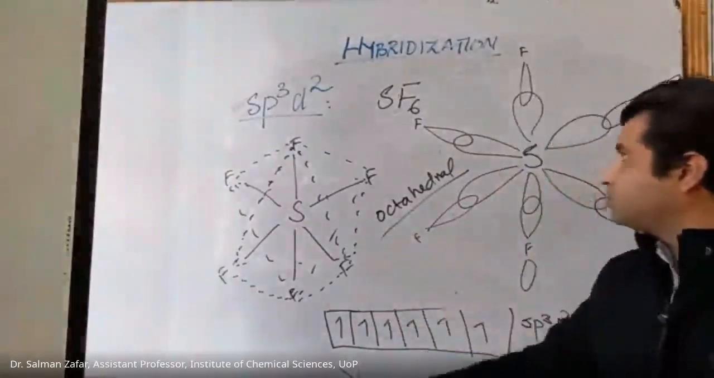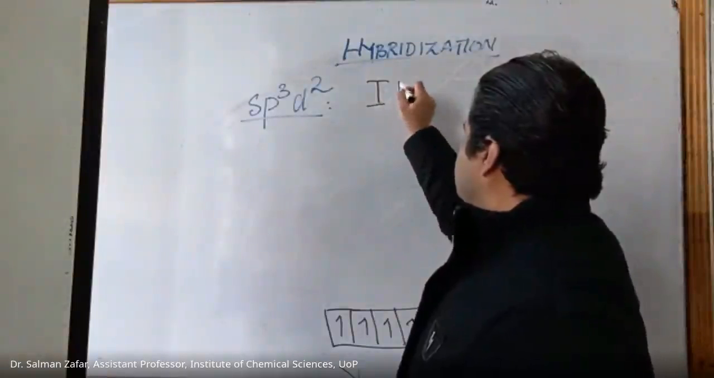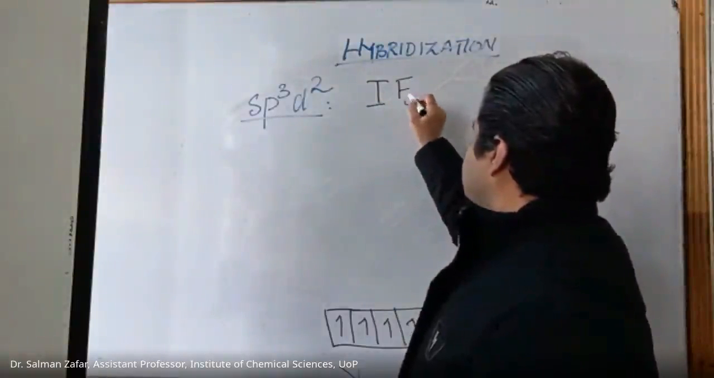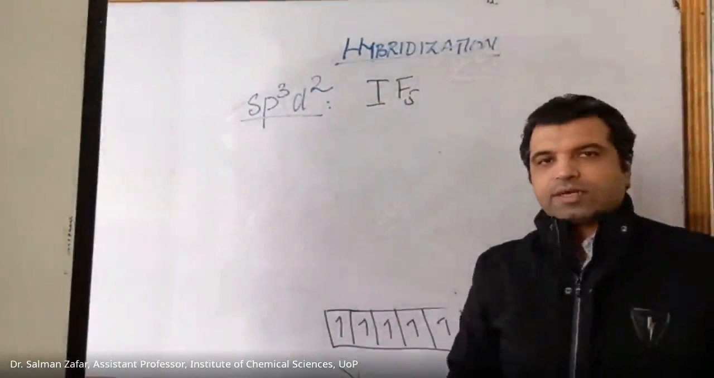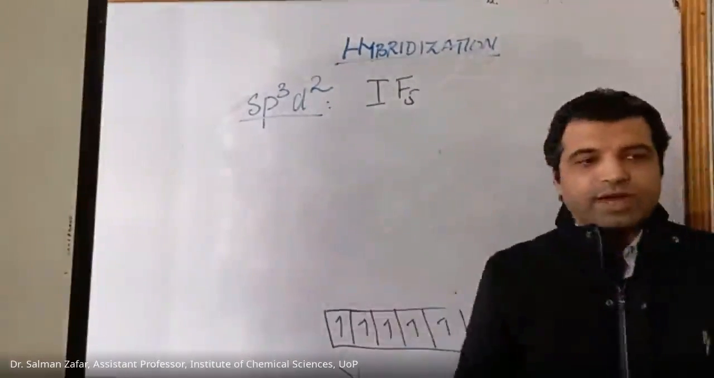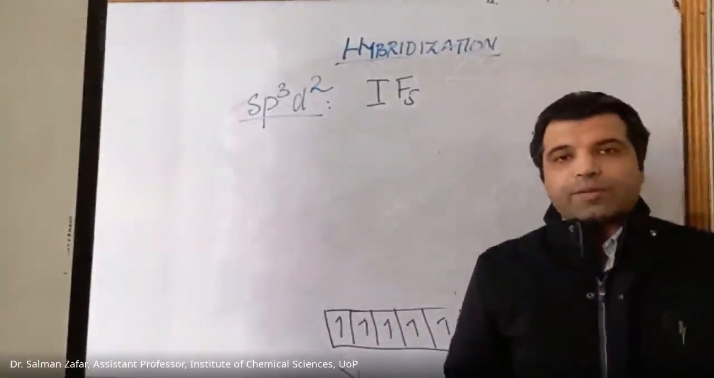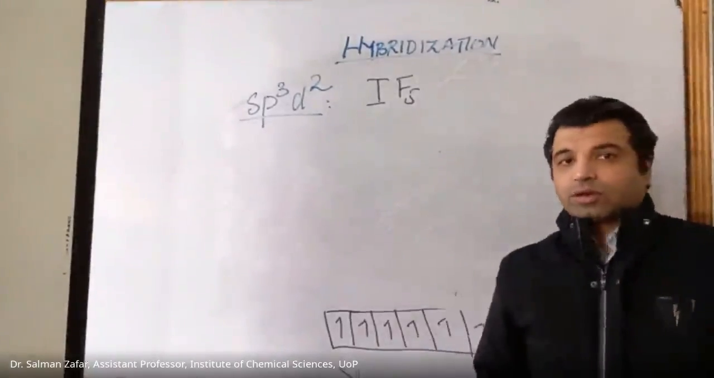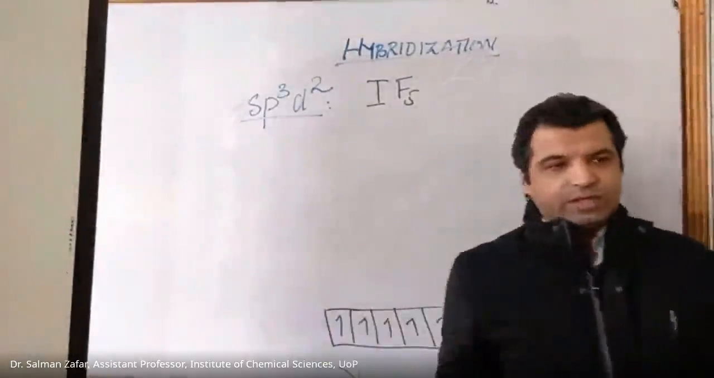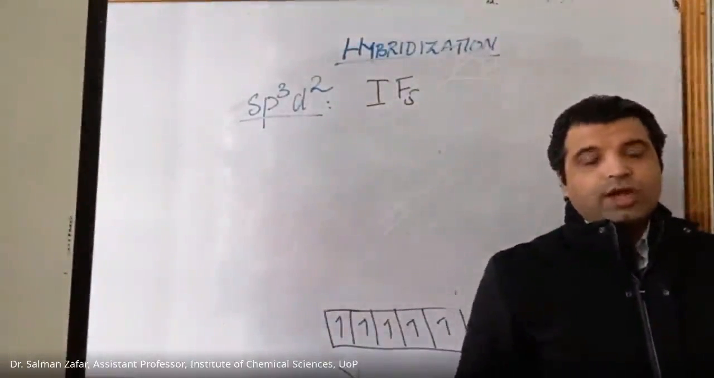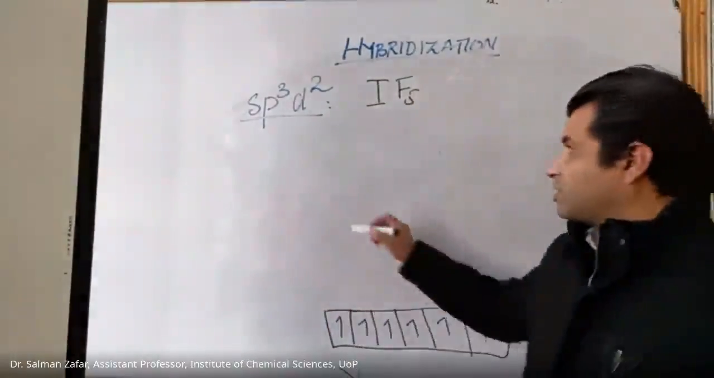Let's see another example. If we have an iodine attached to 5 fluorine atoms, that is IF5, what would be the hybridization and how would the molecule look like? Let's see. Again, we assume that this iodine has sp3d2 hybridization to accommodate 5 fluorine atoms in this case.